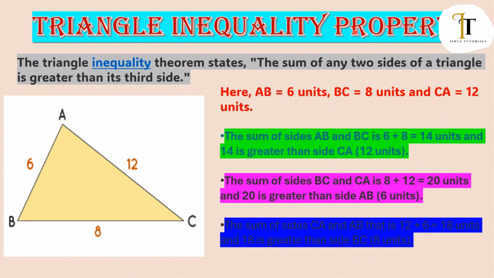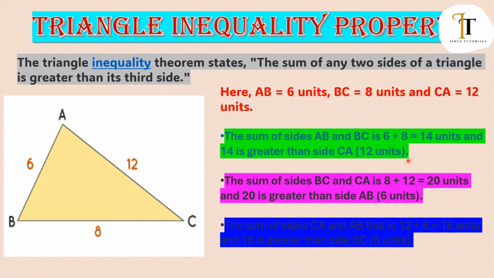Triangle inequality property. Students, let's understand this property with the help of an example. From the figure you can see that AB is equal to 6 units, BC is equal to 8 units and CA is equal to 12 units, right? Now, in this property, let's take two sides at a time. Here we have taken AB and BC. AB is 6 and BC is 8. Now, let's add these two sides. 6 plus 8 is 14, right? It must be greater than the third side, that is CA, that is 12 units.